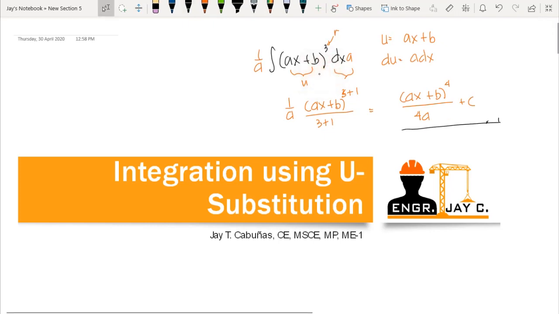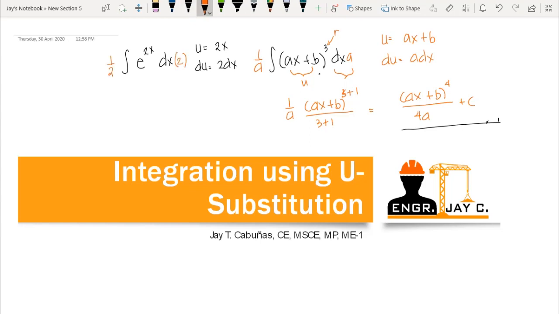And then we also have the integration of e raised to 2x dx. We identify u, and in this case our u is 2x, our du is 2 dx. So we multiply 2 here and 1/2 outside of the integration, and then we have 1/2 e raised to 2x plus c. So this is our integration.